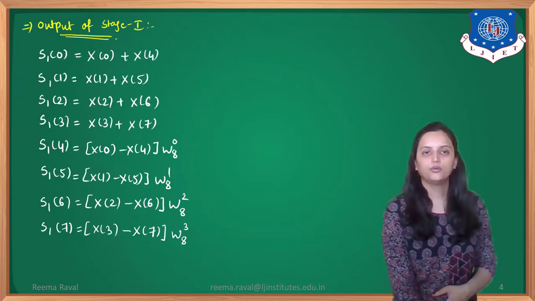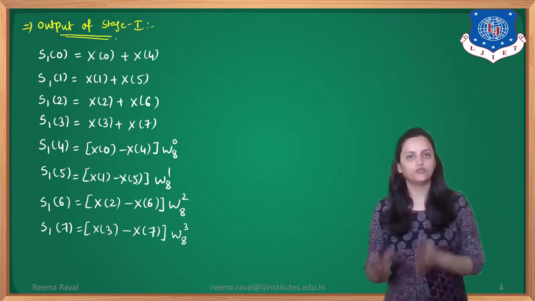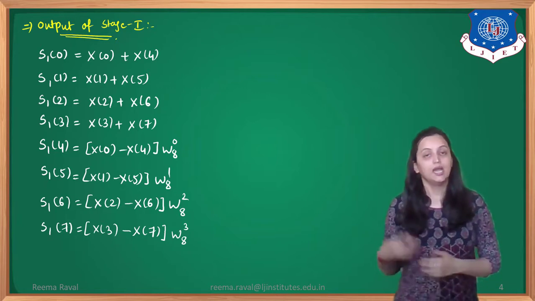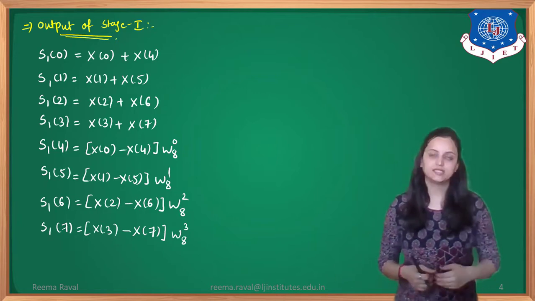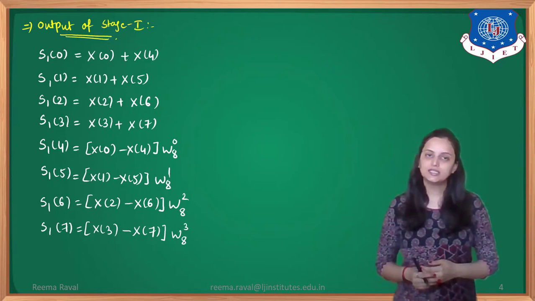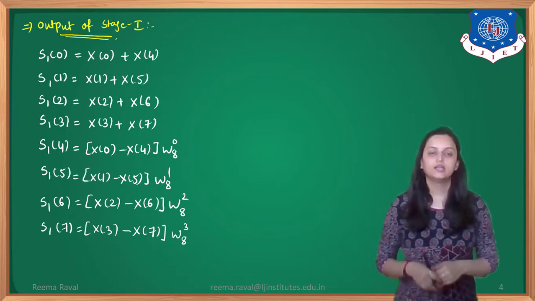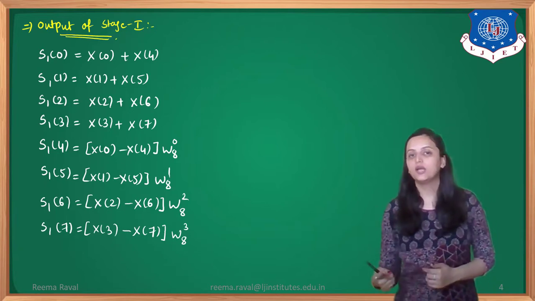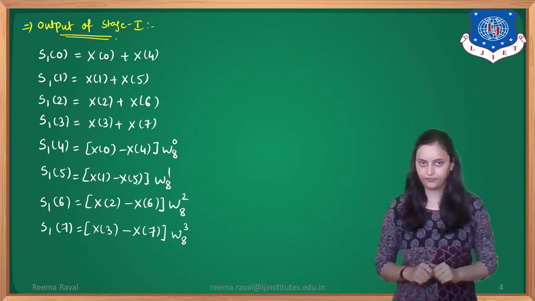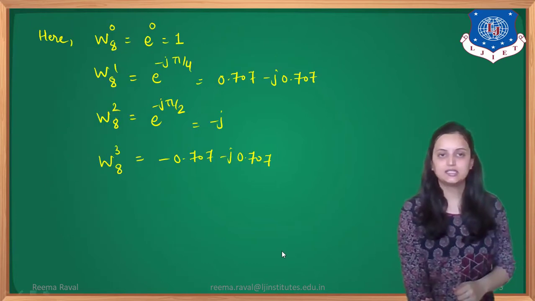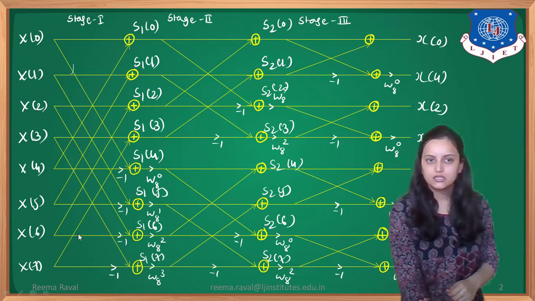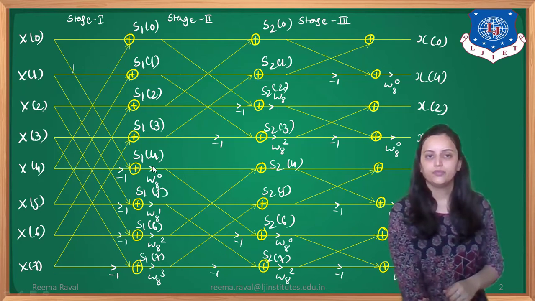So, output of stage 1 is x of 0 plus x of 4. Then s1 of 1 equals x of 1 plus x of 5. s1 of 2 equals x of 2 plus x of 6. s1 of 3 equals x of 3 plus x of 7. s1 of 4 is x of 0 minus x of 4 multiplied by W8^0, that is the twiddle factor given to that. If we look at the diagram, we can see that s1 of 4 over here has two inputs. The first input is x of 0 and the second input is this with the twiddle factor.